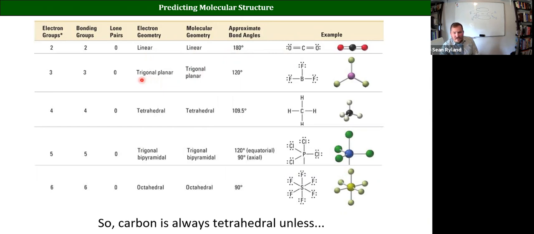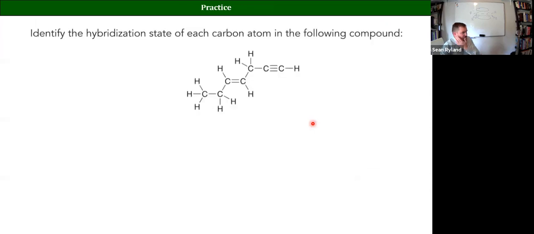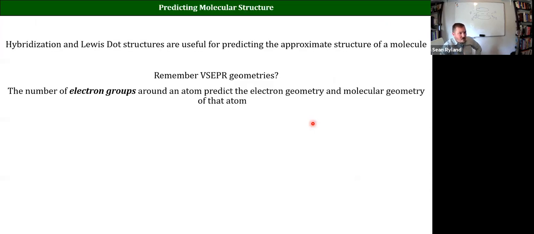But looking at the molecular geometries, remember these were all based on how many electron groups you had. So your molecular geometry is going to be based on the hybridization of the carbons. Carbons always have four bonds, but they don't always have four electron groups. If they're hybridized and not sp3, then they might be shaped in a trigonal planar shape. We can do that practice problem in a second, but this is why we talk about the hybridization.